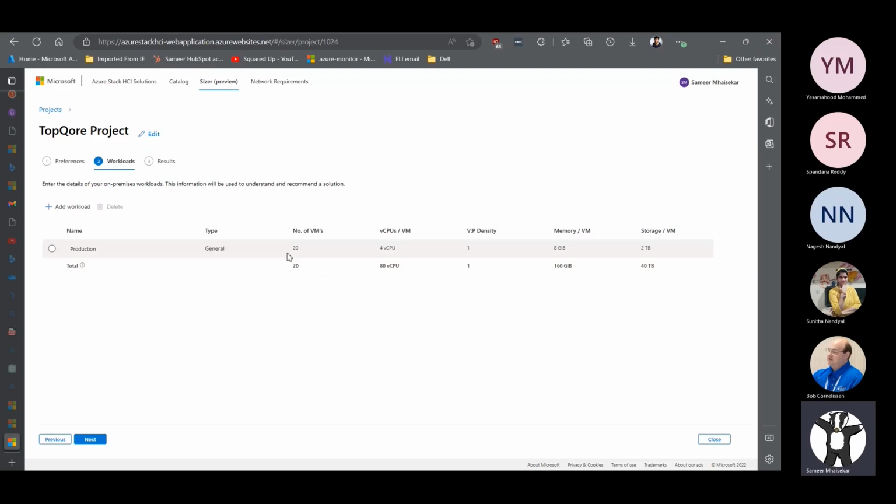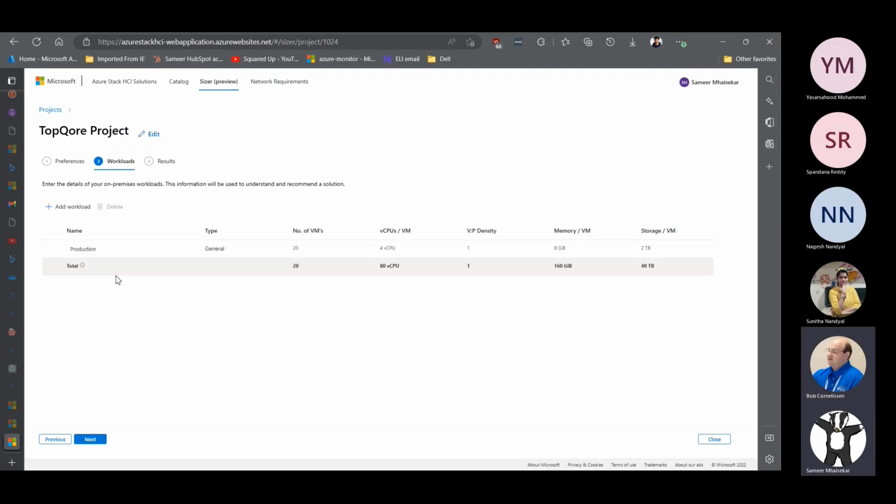So you see, I've got some calculations here. I've got number of VMs 20, and for vCPUs I'm going to need 80. This is my density, and this is the amount of memory I'm going to need. This is the cluster level configuration, and then I'm going to need 40 TB of storage.